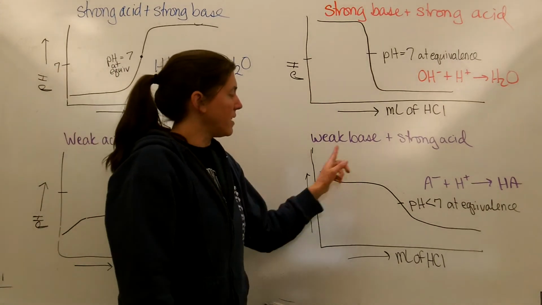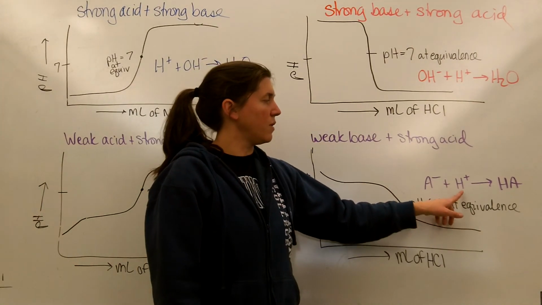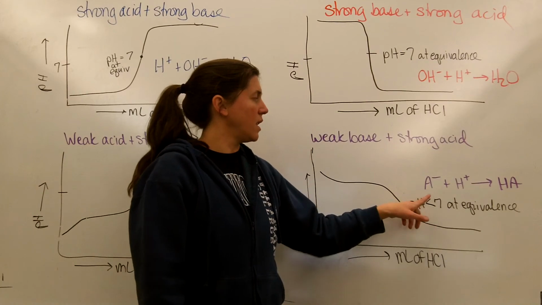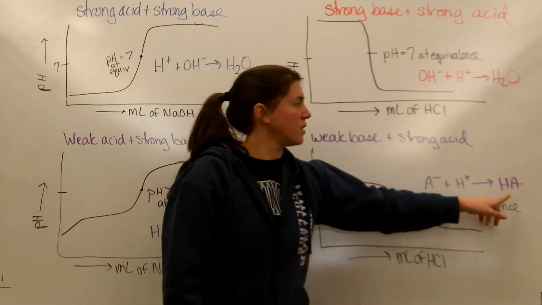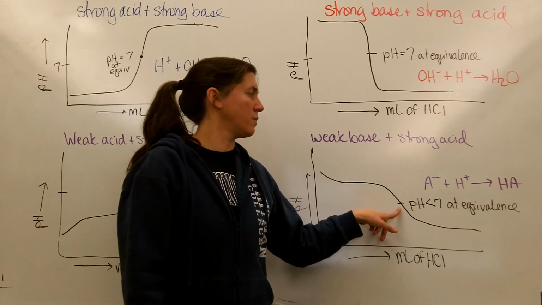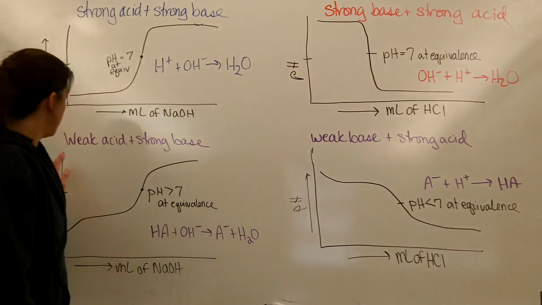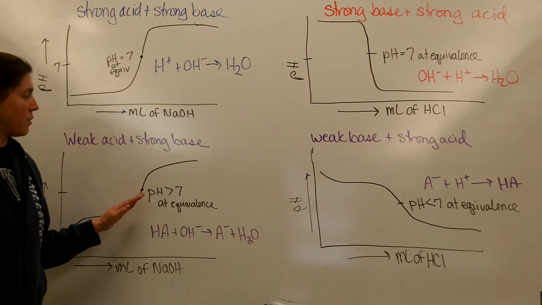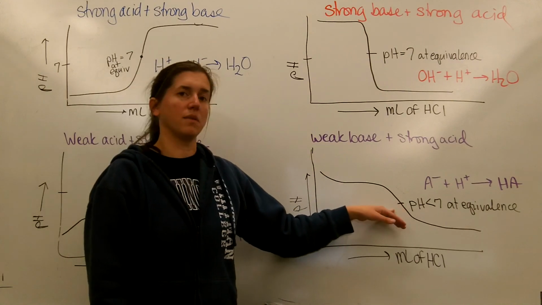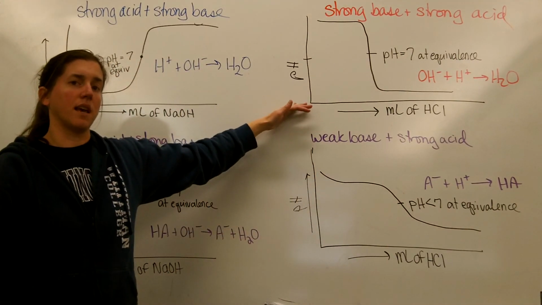But once I go past this buffer zone and I hit the equivalence point, that's when I've added an equal number of moles of acid as I had moles of base. Notice all of my base will turn into HA, the conjugate acid. So my pH at equivalence will be below 7. So weak acid has a pH at equivalence above 7. Weak base has a pH at equivalence below 7. If it's strong acid, strong base, the pH will be at 7 at equivalence.